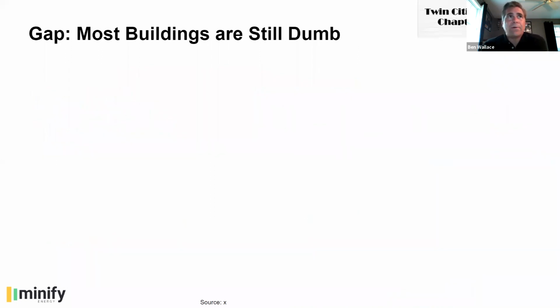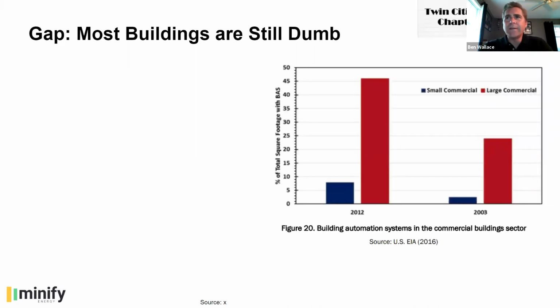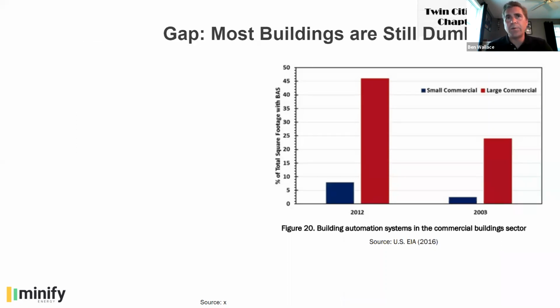There's also a gap, though, in that most buildings are not yet smart. These are slightly older numbers, but what you see on the right is 2003 and then 2012. In red, we're seeing large commercial buildings, which have a relatively high installed base of building automation, building intelligence solutions. The blue bar, which grew from 2003 to 2012, still in the single digits at that point, was for small commercial buildings. So I think everyone's probably aware that big Class A high-rises and large commercial buildings tend to get the systems out of the gate, but not necessarily the case for smaller buildings.